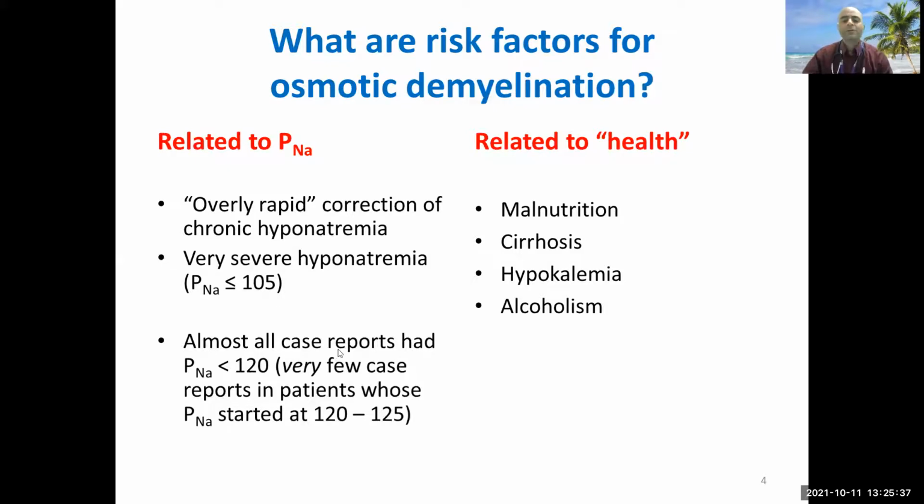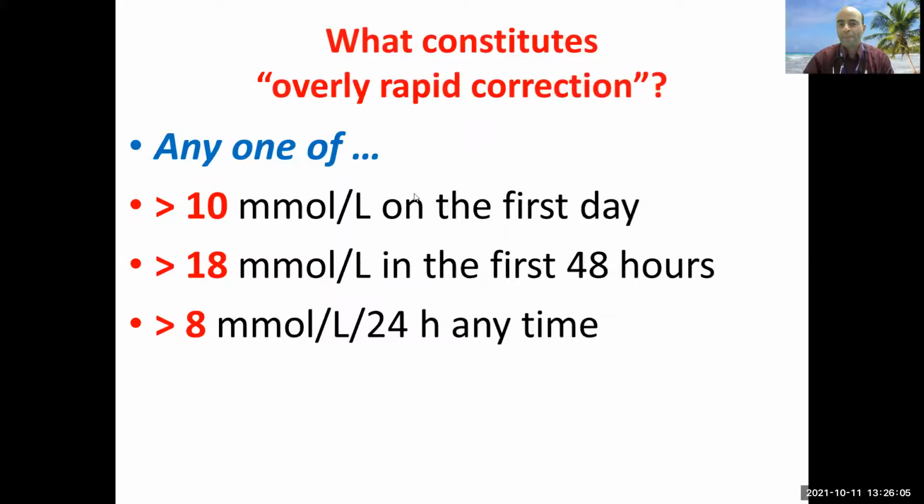Almost all reported cases had plasma sodium less than 120. In patients reported before in trials or case series, most of them had serum sodium less than 120. Very few cases were reported in patients with more than 120 or 125. This complication of our management of hyponatremia is very rare to see. This is our limitation for correction of hyponatremia.